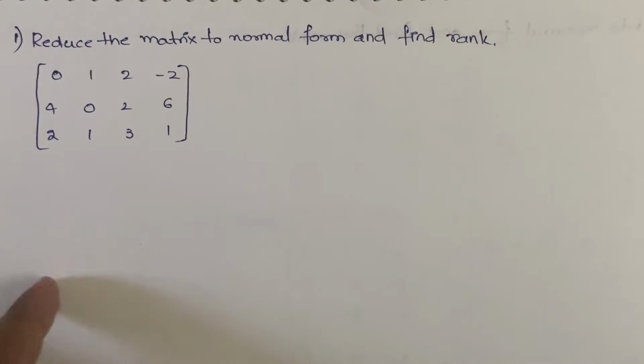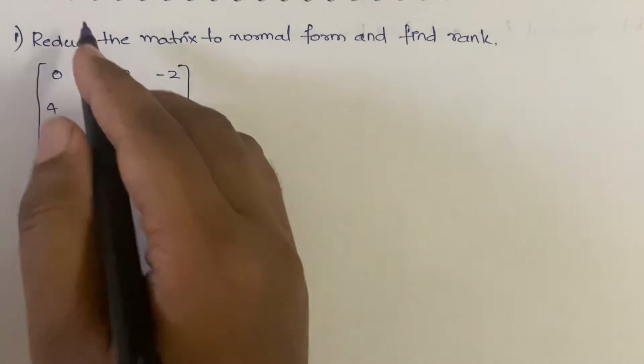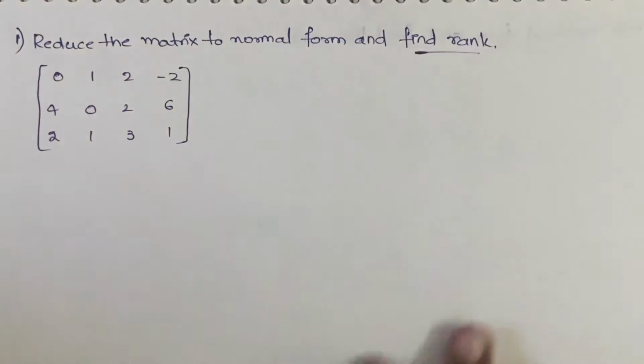Reduce the matrix into normal form and find the rank. In the exam, if they are giving you particularly normal form or echelon form, you should use that only. If they are not giving you any particular thing, then you can go according to your wish. Got it?